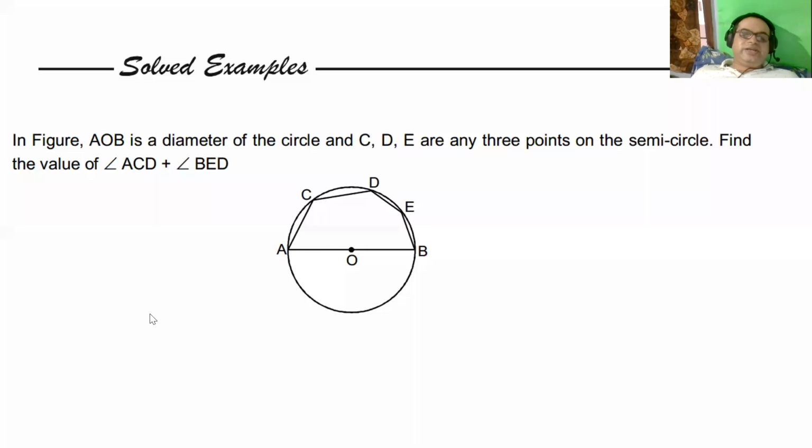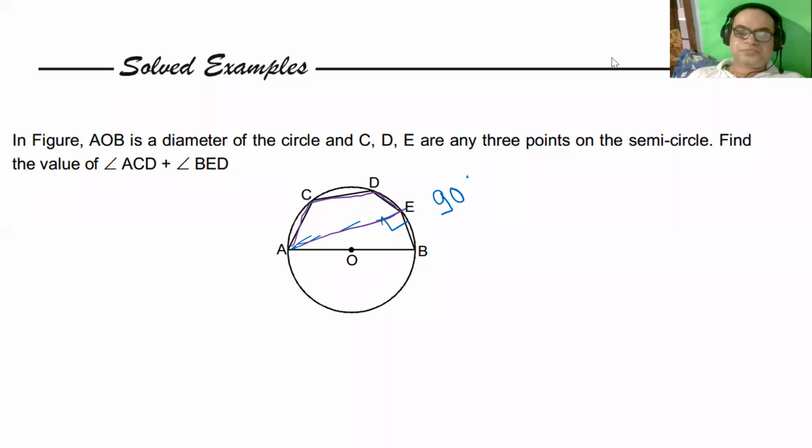Now this is a very interesting question. In the figure, AOB is the diameter of the circle. C, D, E are any 3 points on the semicircle. You have to find the value of angle ACD plus angle BED. एंगल ACD की और एंगल BED की वैल्यू आपको पता करनी है. The time allotted for this question is just 1 minute or maybe 2 minutes. Try the question and tell me the answer.